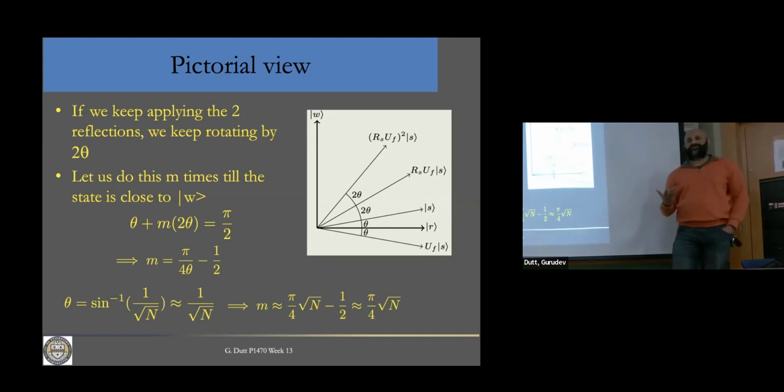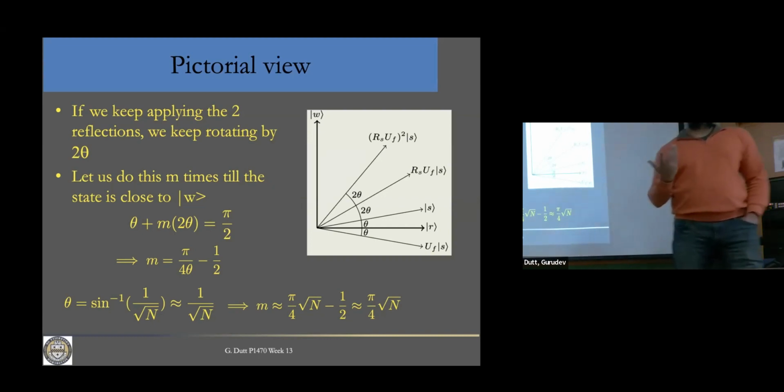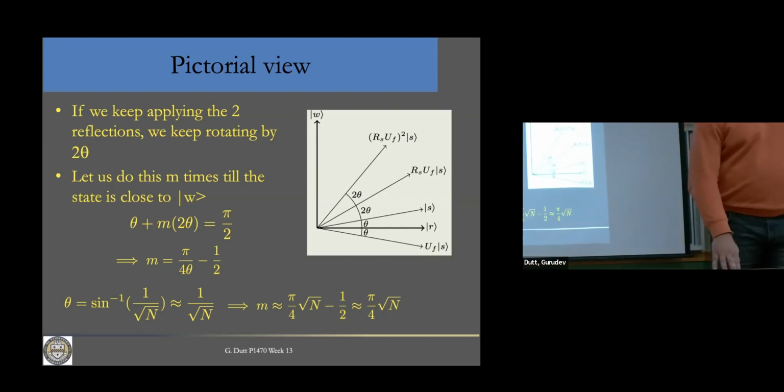The normal search is going to take me at least n queries or n over 2 queries. This gives me a square root speed up. It's not as good as polynomial, but it's still much better than just basic searching with a classical algorithm.